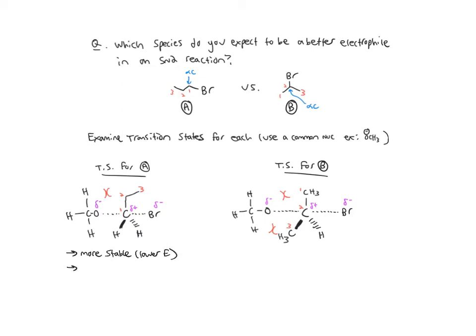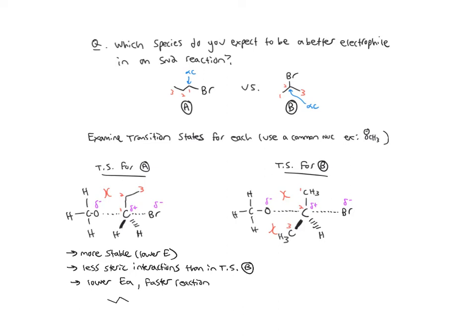The reason for this is that we have less steric interactions than in the transition state we're comparing it to. So transition state B we're comparing it to. We have less steric interactions than in transition state B. That's going to mean if the transition state itself is lower in energy, we're going to have a lower activation energy for the reaction, assuming that same nucleophile. That's going to mean we're going to have a faster reaction.